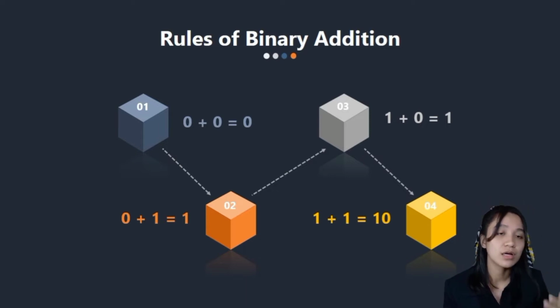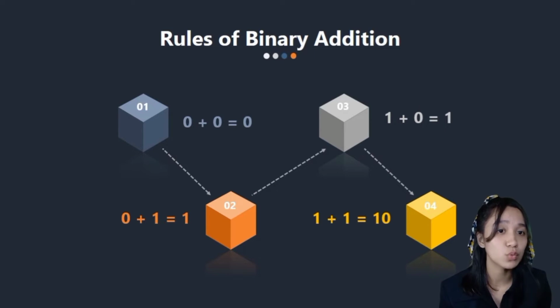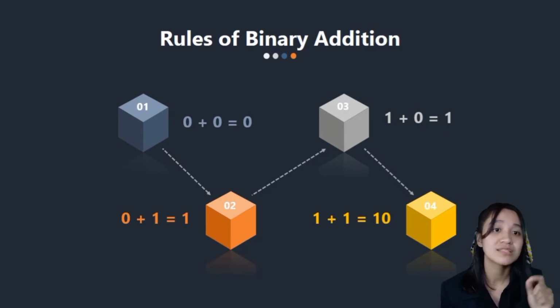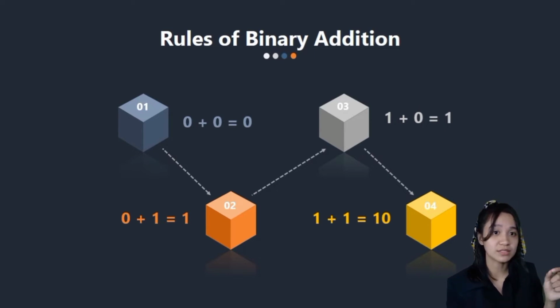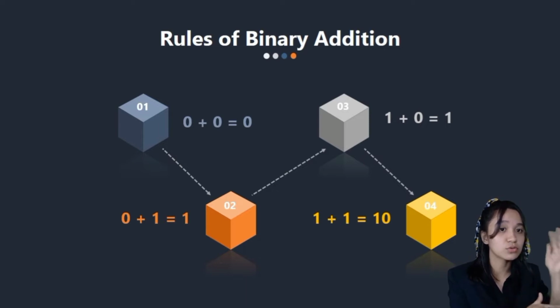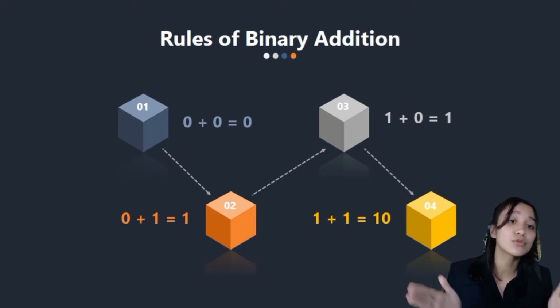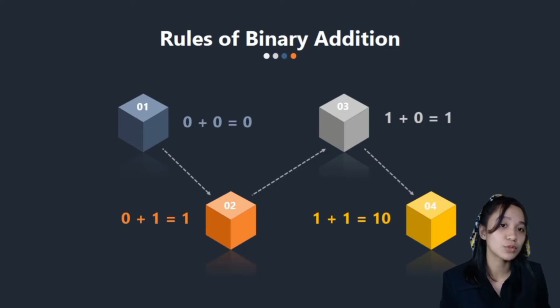If you have 2, 2 divided by 2 is equal to 1, remainder is 0. And 1 divided by 2 is equal to 0.5, remainder is 1. So we will write it from the most significant to least, from bottom to the top, which is 10. That's why 1 plus 1 is equal to 2, or 1 plus 1 is equal to 10.